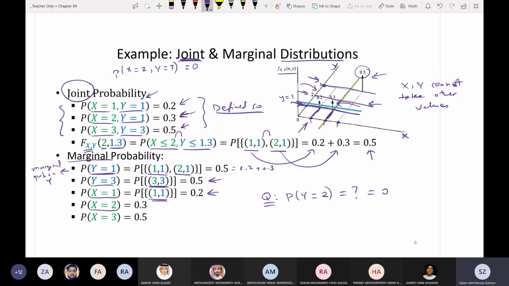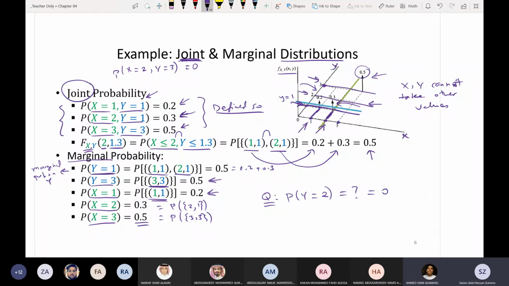Similarly, the probability of x equals 2. It's the probability that x equals 2 and y equals 1, right? So x equals 2 is this. I can see only one value of y, which is 0.3. Similarly, x equals 3 happens only when we have (3, 3), which has a probability of 0.5.